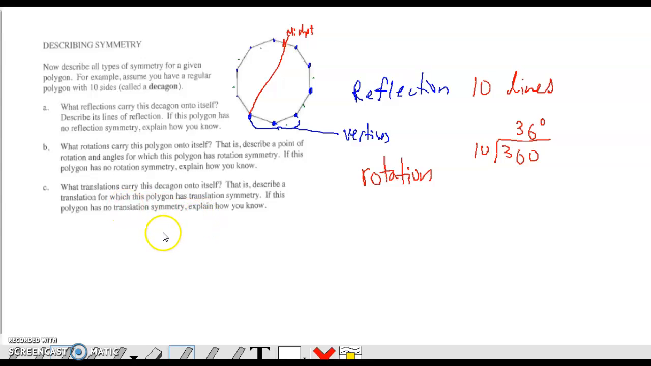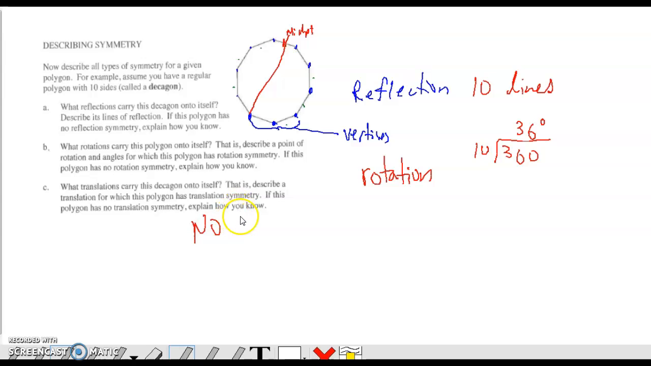Does this have translation symmetry? And the answer is no. There's no way I can copy this picture, slide it up and over, and it land perfectly onto itself, unlike the line on the last problem. So no, it has no translation symmetry. I can't translate it. I can't slide it.